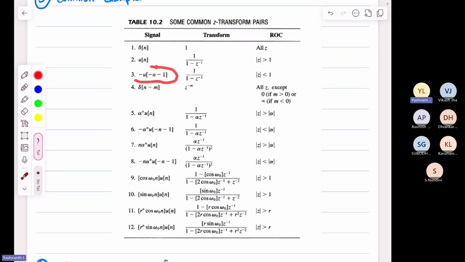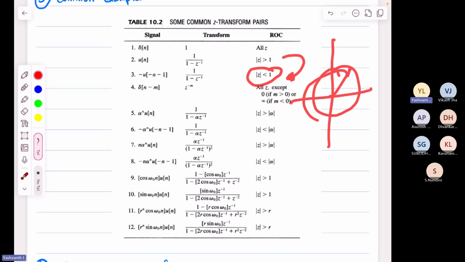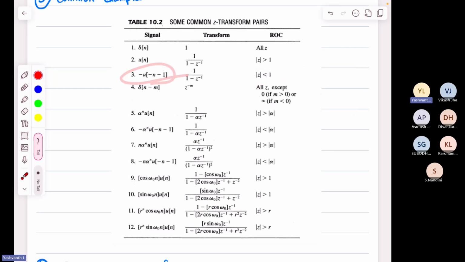Now you take the other side, minus u of minus n minus 1. That will have the same z transform, 1 over 1 minus z inverse, but the ROC is exactly the opposite. That is, it is mod z less than 1. That is, you take the unit circle of radius 1, and all the region inside the unit circle is the ROC for this signal, minus u of minus n minus 1.